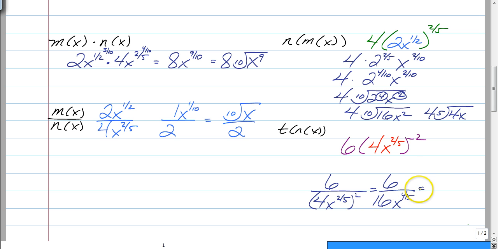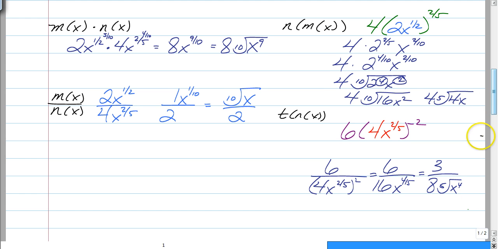We're going to rewrite that. So 6 over 16 we know is 3/8. And then the 5th root of x to the 4th. Not allowed to have a radical in the denominator. So that's going to become 3 over 8x. And then that's because we're going to multiply the top and bottom by the 5th root of x. And there goes your final answer with that. So that's it. That's how you use all of these to take compositions of functions.